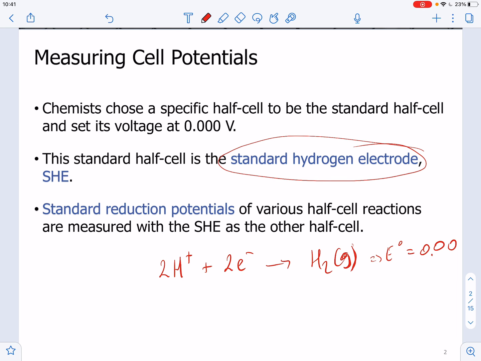And every potential for every single half reaction is measured based on the hydrogen electrode. So the hydrogen electrode is your reference. You set it to 0 and measure everything based on that electrode.